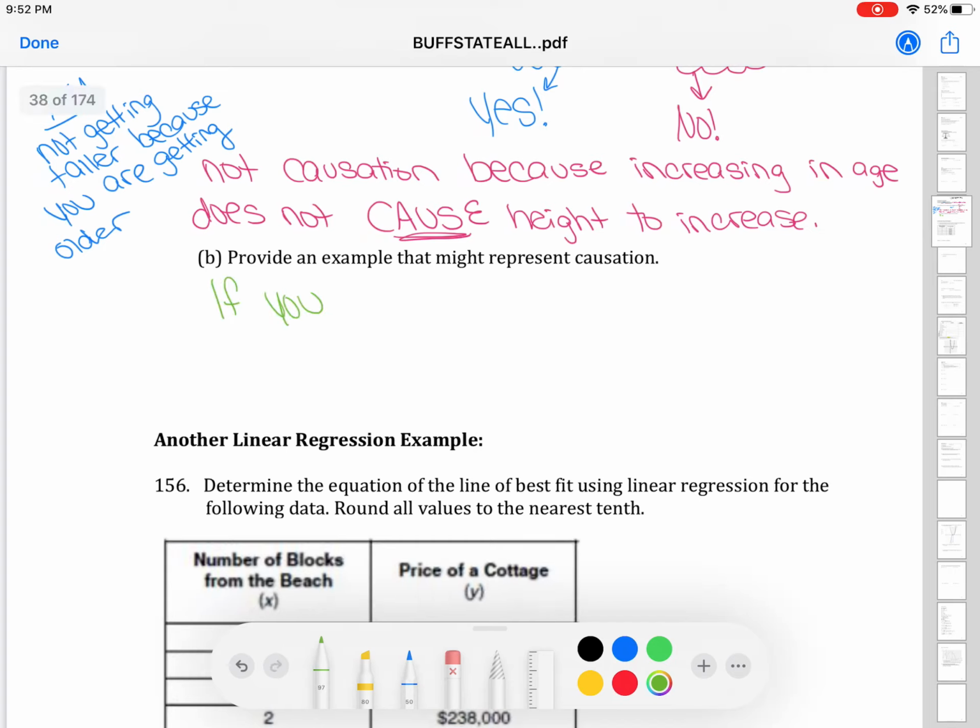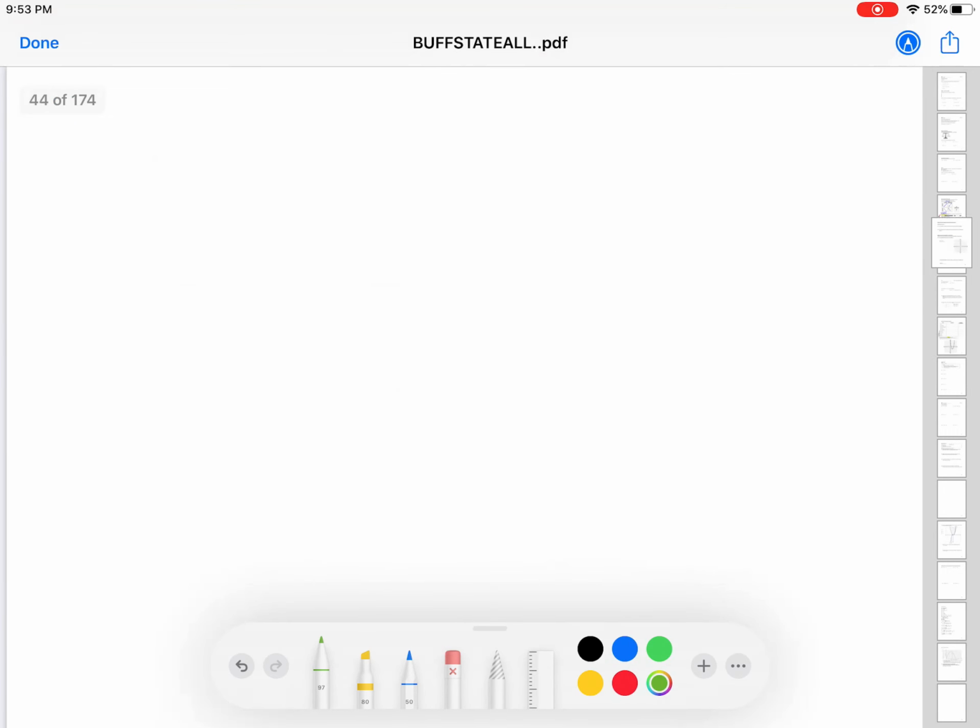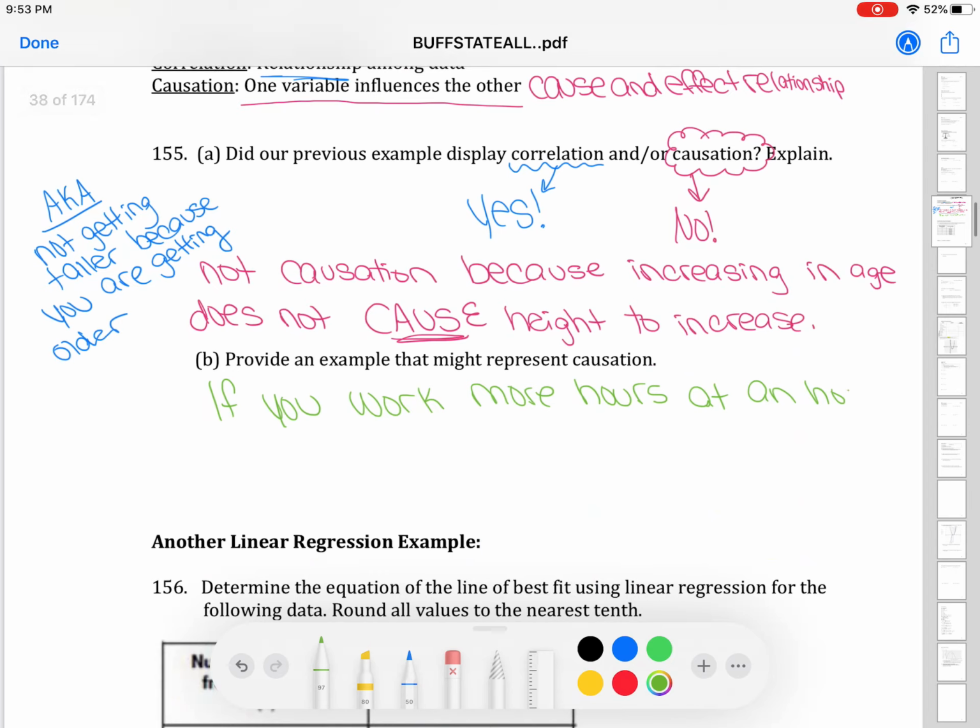An example I typically give that helps people understand is if you work more hours at an hourly paid job, your paycheck will be higher. If you work more hours at an hourly paid job, your paycheck will be higher.